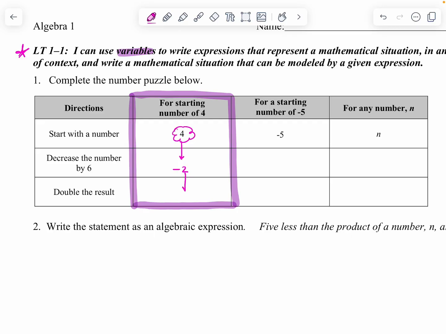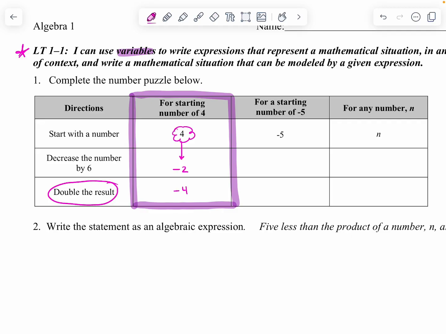And then to go a little lower, I'm going to follow this set of instructions. I'm going to double the result, and the result means the box above it. Whenever it says double the result, you're taking what's in this box and doubling it, meaning making 2 of it. So if I had 2 -2s, I would end up with -4.